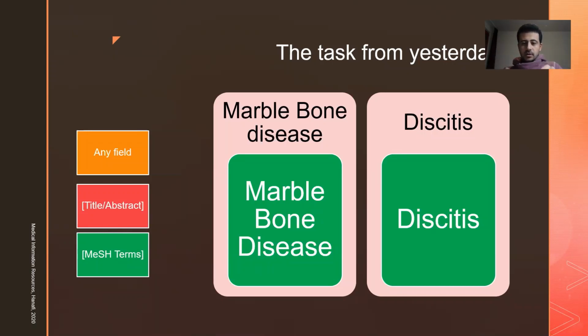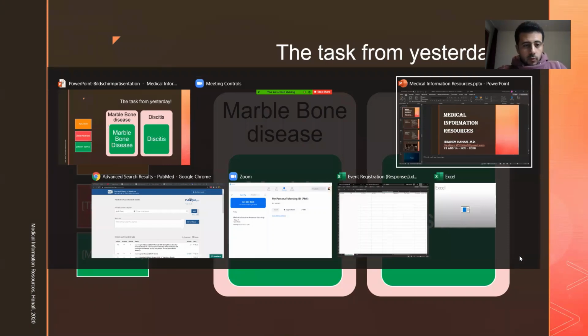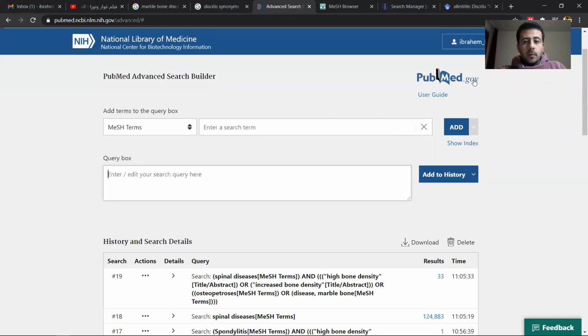Okay, so the colors now are to, if you remember, the most preferable one is the MeSH term. So if discitis is a MeSH term and if marble bone disease is a MeSH term, I will use them as MeSH terms. Is that fine? So now I will move to PubMed Advanced, and please tell me if you can't follow any of the steps. I shared all my screen, so I think you should be able to see everything.